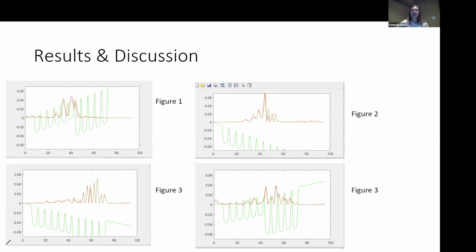So figure 1 shows a graph with the electric field being 0.01. Figure 2 shows a graph of the electric field being negative 0.01, and figure 3 shows a graph with an electric field of negative 0.005, and figure 4, sorry, shows a graph with an electric field of positive 0.005.